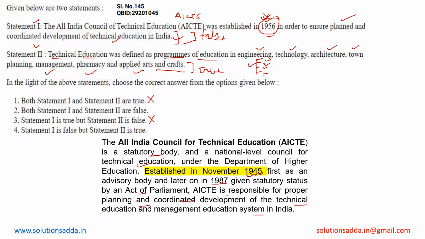So the option that contains statement 1 is false and statement 2 is true is option number 4. So the correct option for this question will be option number 4.